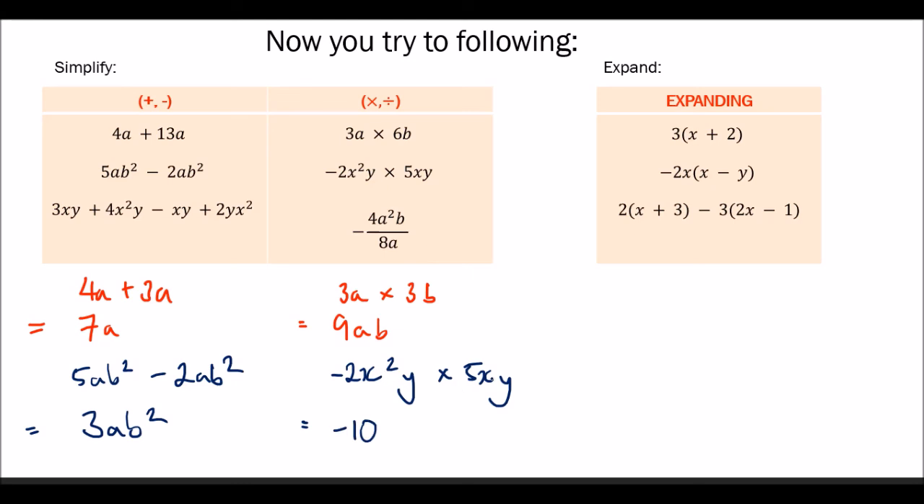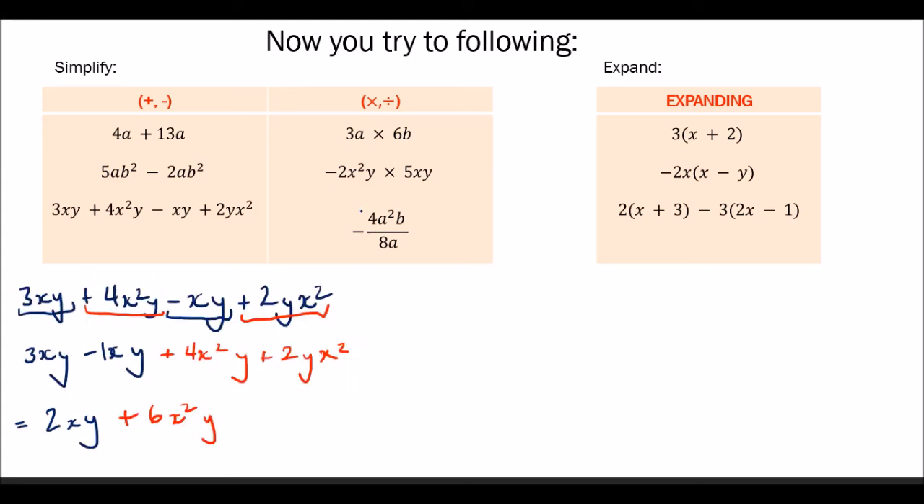For x squared times x, that means you're adding the little indices on the top. So x squared times x gives you x to the power of 3. And remember, there's little ones up here too, so y times y will give you y squared.